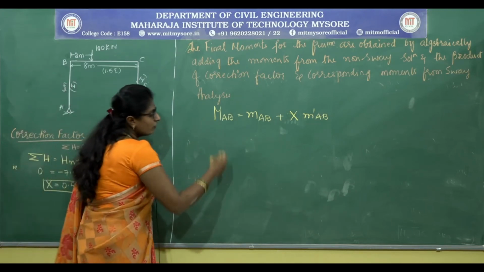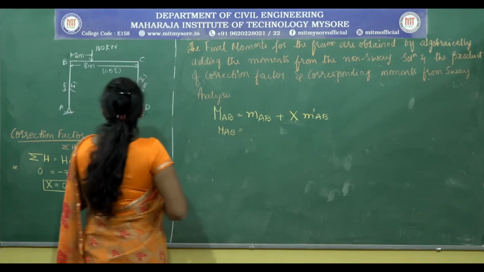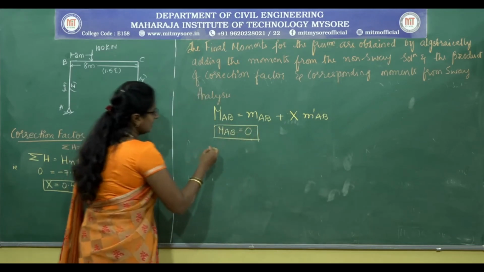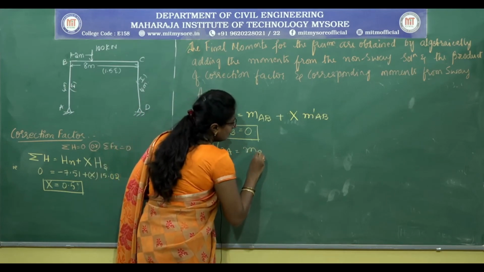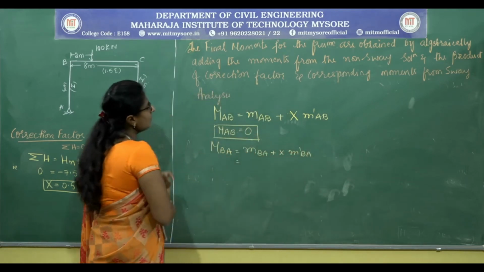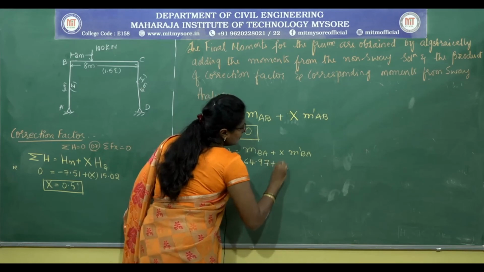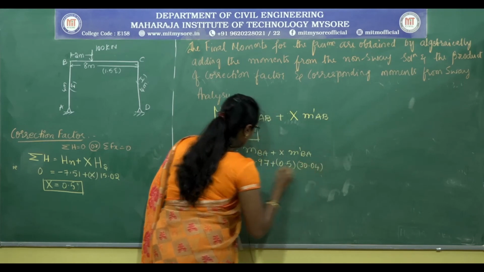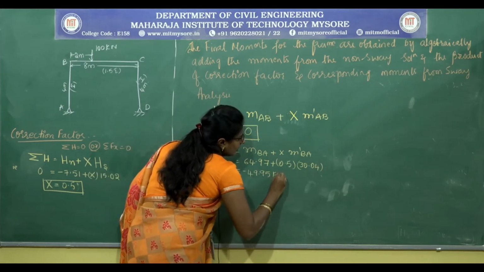So now let us consider each span. For AB, since the final end moment for MAB is 0, we can directly take it as it is. The final end moment for MBA is MBA plus X into M dash BA. MBA is 64.97, plus X is 0.5 and M dash BA is 30.04. This will give you 49.95 kilonewton meter.